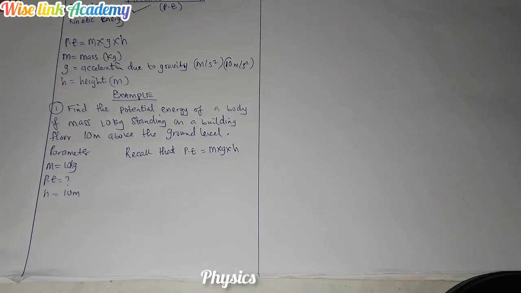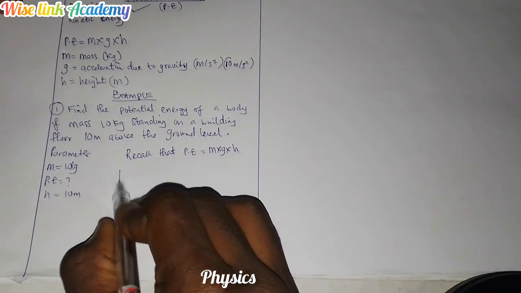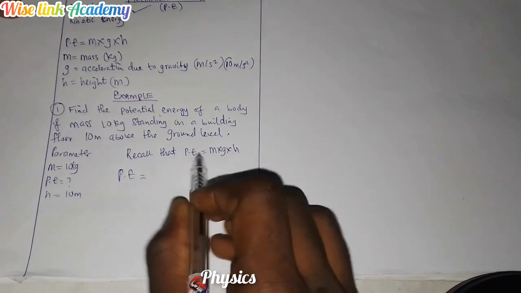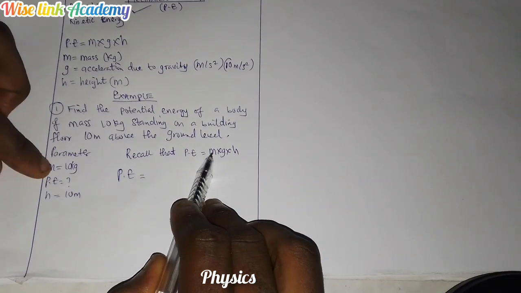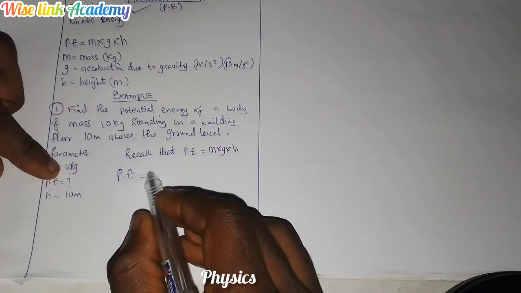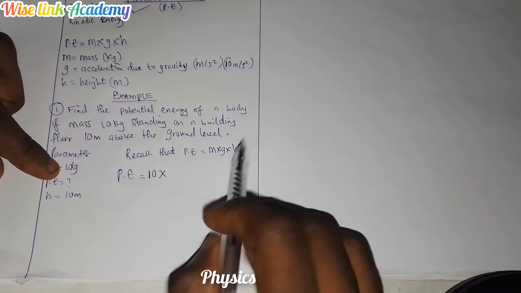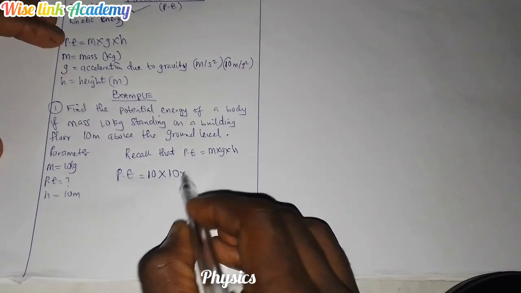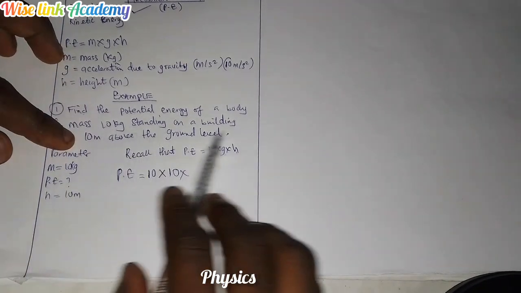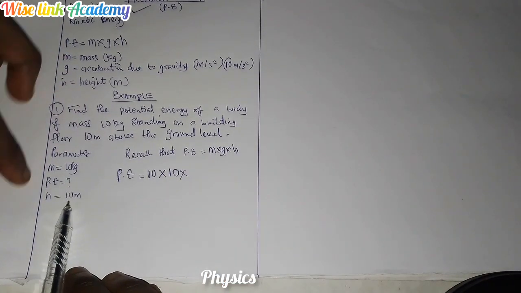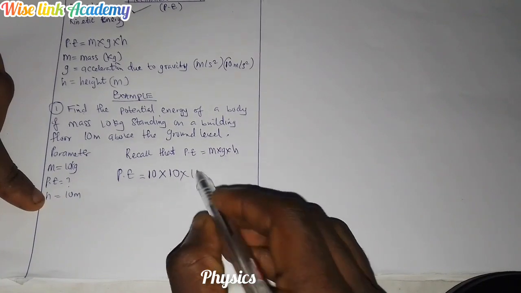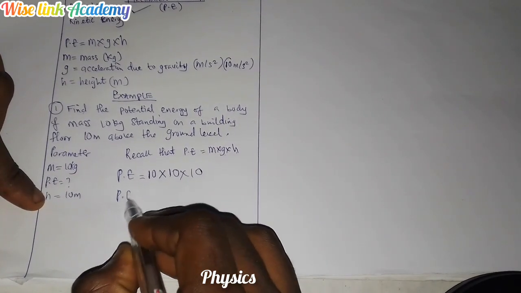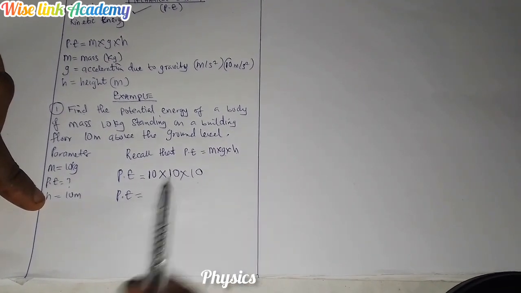So now we can quickly look for our potential energy by saying potential energy is equal to our mass, which is given as 10 kg. So write 10 kg, times our gravity, which is 10, times our height, which is also 10. You can see that now. So potential energy is now equal to what? 10 times 10 times 10 will give us what?